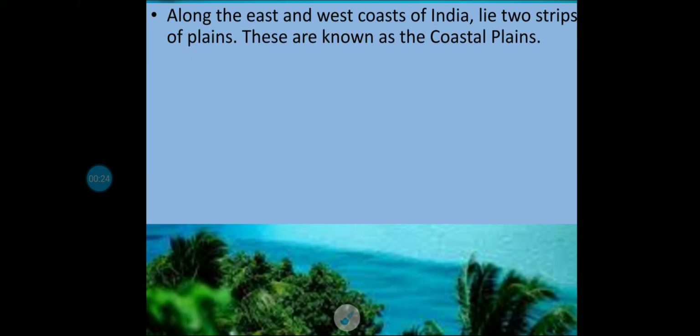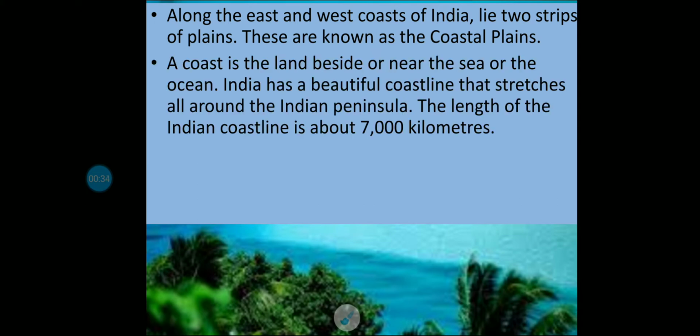Along the east and west coast of India lie two strips of plains. These are known as the coastal plains. A coast is the land beside or near the sea or the ocean. India has a beautiful coastline that stretches all around the Indian peninsula. The length of the Indian coastline is about 7,000 kilometers.